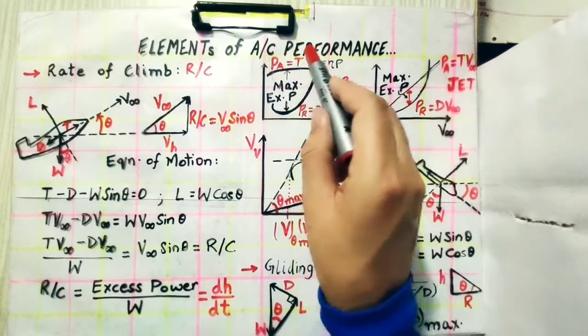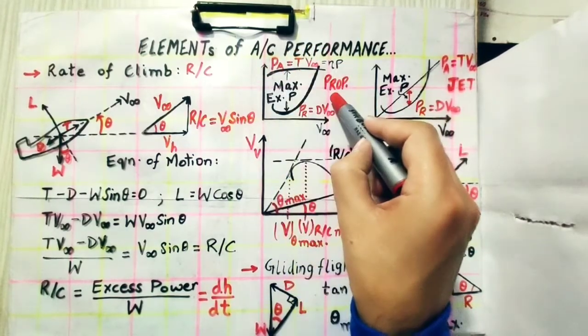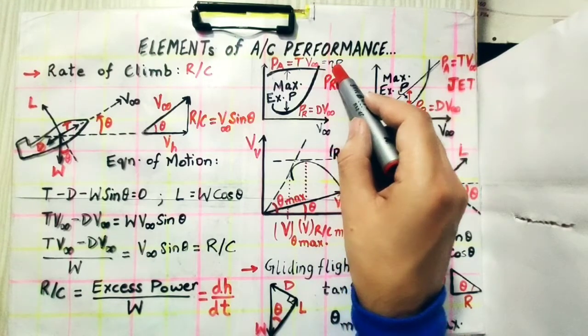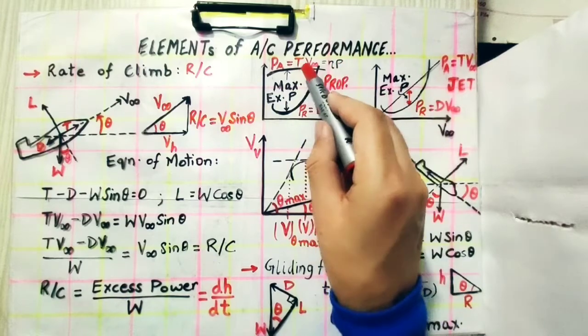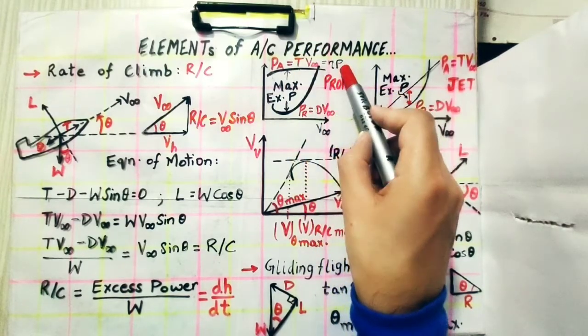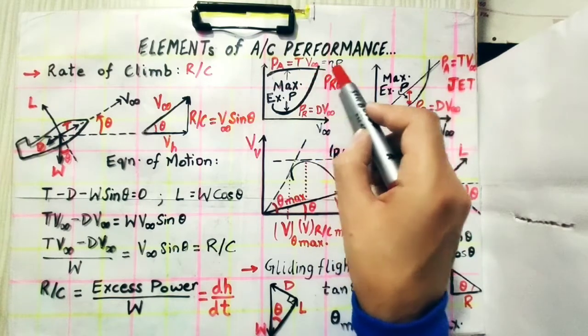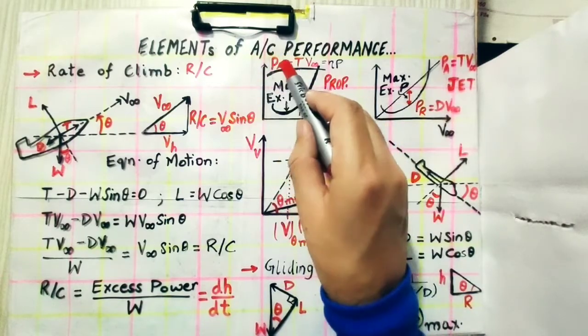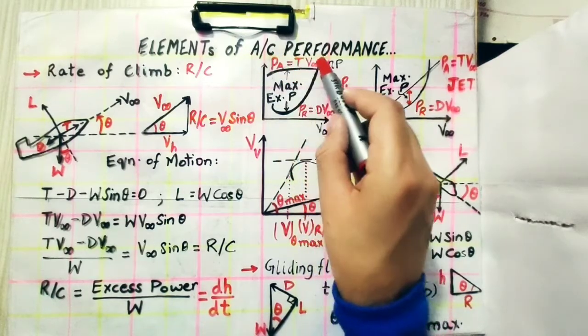If you recall, power available for a propeller engine is given by eta times P. Eta is the efficiency of the propeller, which is rotating and producing the amount of thrust to fly the aircraft with velocity V infinity, and P is the power of the shaft, that is the brake horsepower generated by the engine and transmitted through the shaft to the propeller. So power available is equal to thrust into velocity.